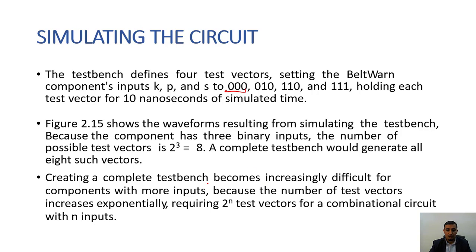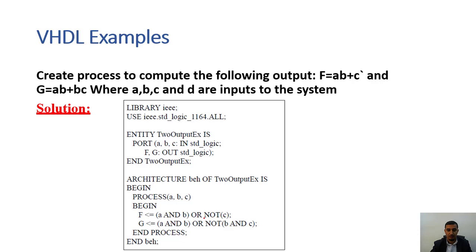So it's okay, but let's assume that you have 5 inputs, then you have 32, and then things become a little bit problematic, because the combinational circuit complexity will increase as 2 to the power n, and we have to create more and more test bench vectors. Usually we take samples, we don't create all the test bench vectors.